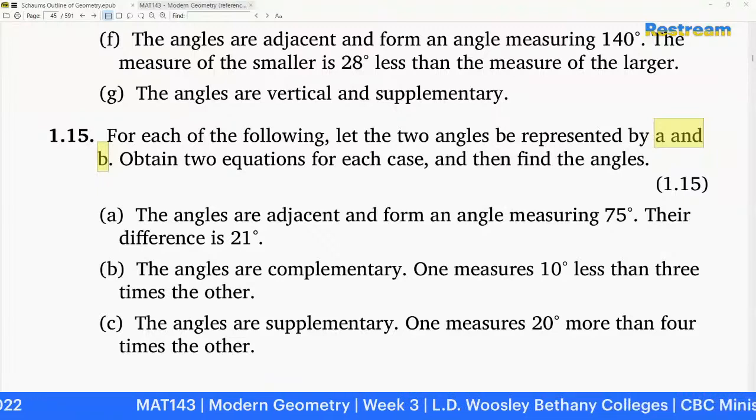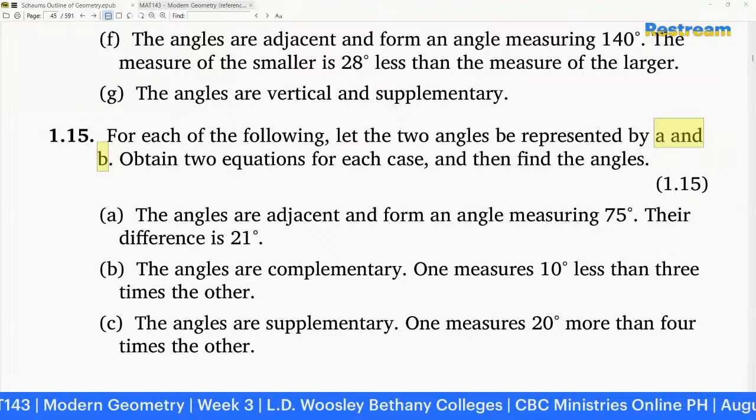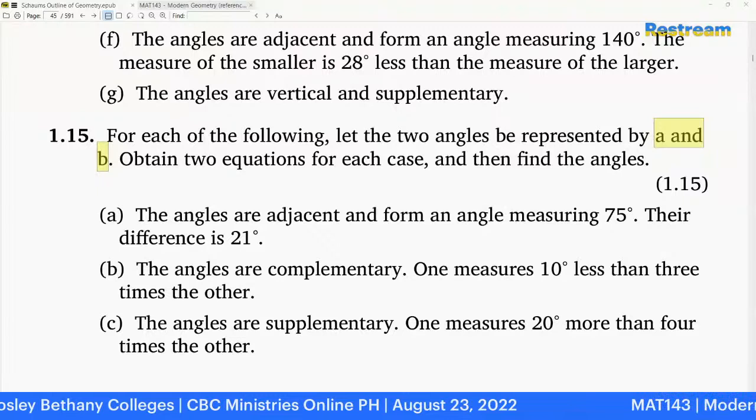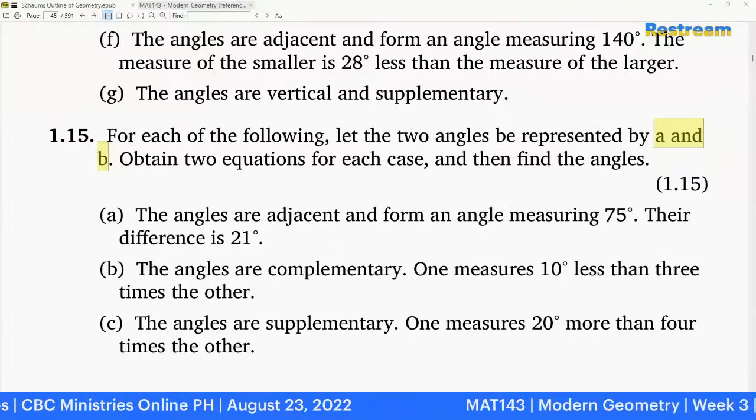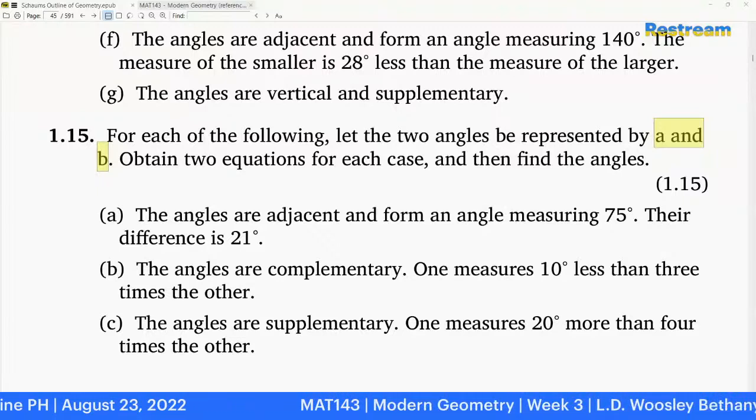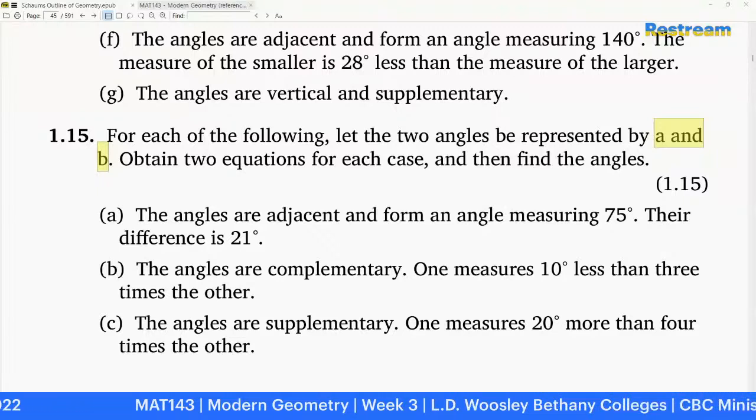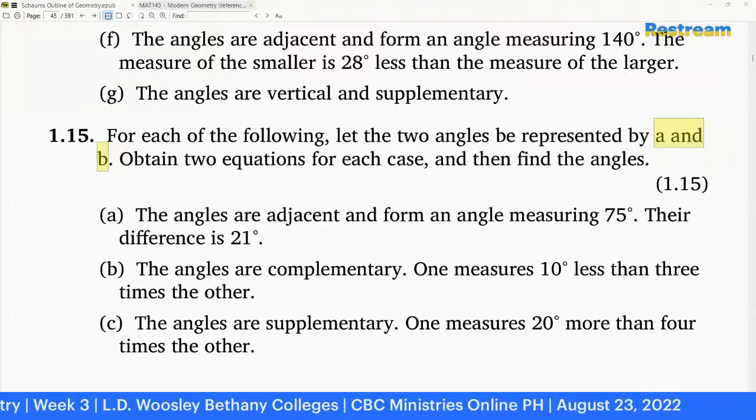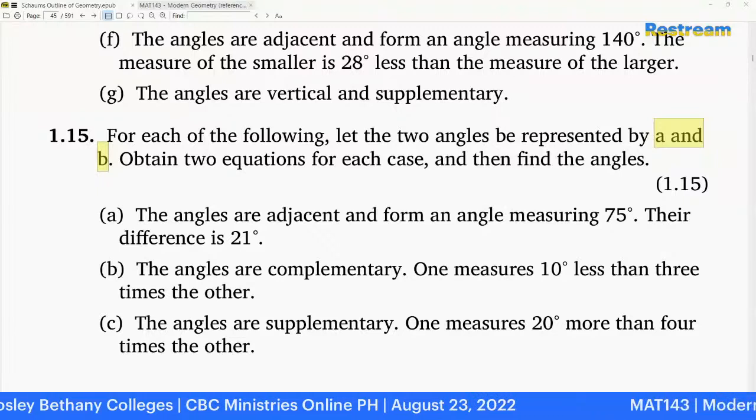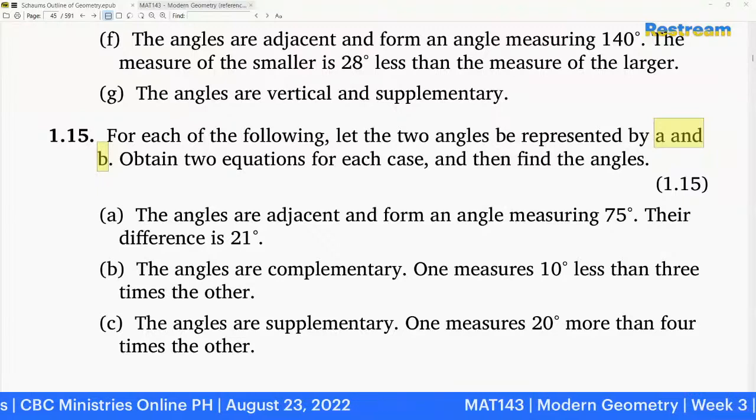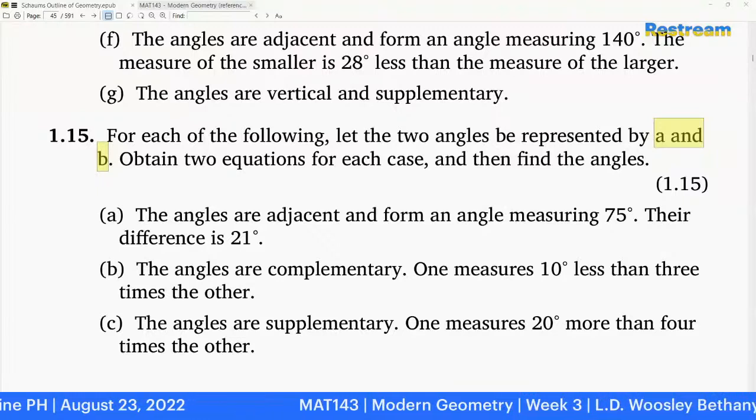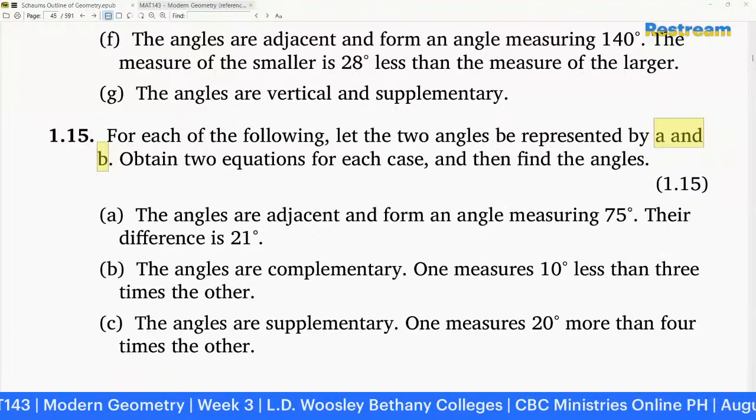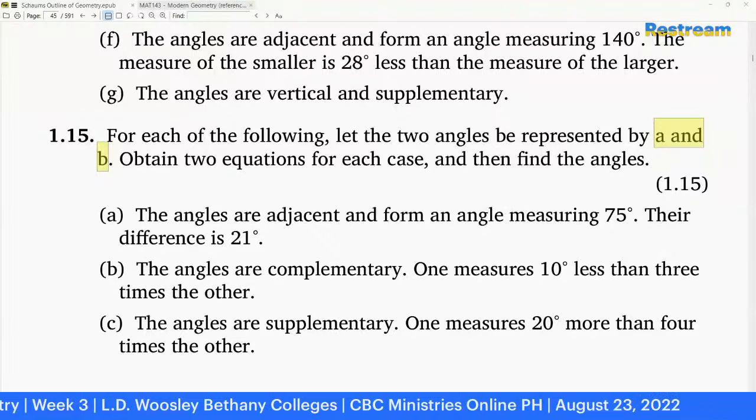Kasi B plus 4B plus 20 is equal to 180. Hindi po ba 5B po? Pinagsama ko po, B plus 4B, 5B. 5B plus 20 is equal to 180. Alright? So, manipulate mo. Yung 5B, ano mangyayari sa 180? Minus 20 sa kabila. So, magiging 160. Then, 5B is equal to 160.